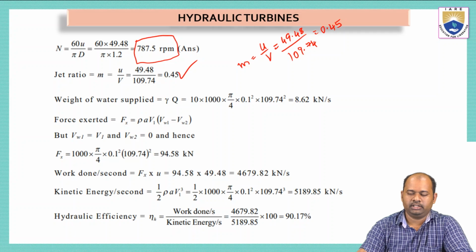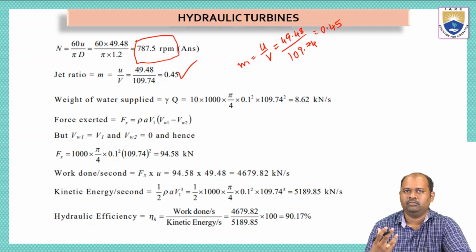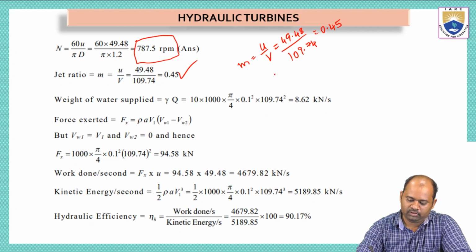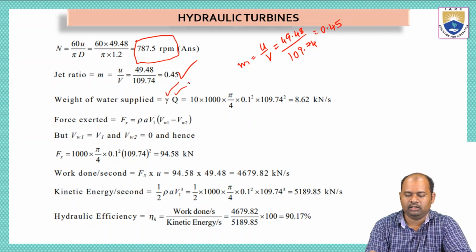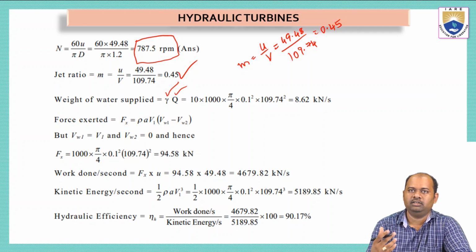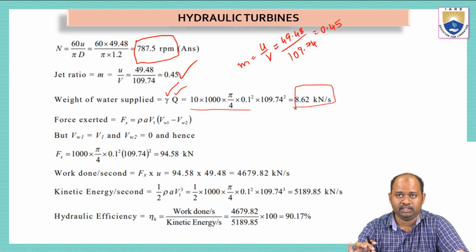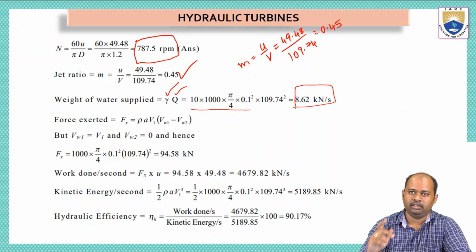And weight of water supplied. So why do we need to calculate the weight of water? In order to calculate the force, we need weight. So for that we are going to calculate the weight of the water here. So here we have taken gamma and Q. Gamma is nothing but the density of water, and Q is the discharge of water. So by multiplying these two, we can get this value, like 8.62. Okay, 8.62 is the actual weight of the water being supplied per second. Okay, 8.62 kilonewtons per second.